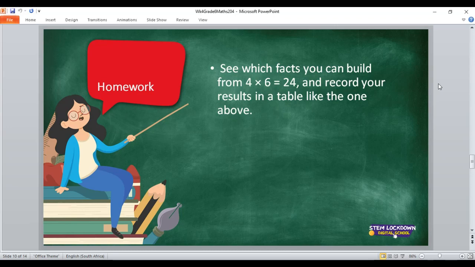Okay. Now looking at this, how are we going to execute in building the facts that we already know in building another one? On our previous slide, we saw that if we know the fact that 4 multiplied by 6 is equal to 24, then we should be able to say 4 multiplied by 60 is 240. And then we use our 4 again.